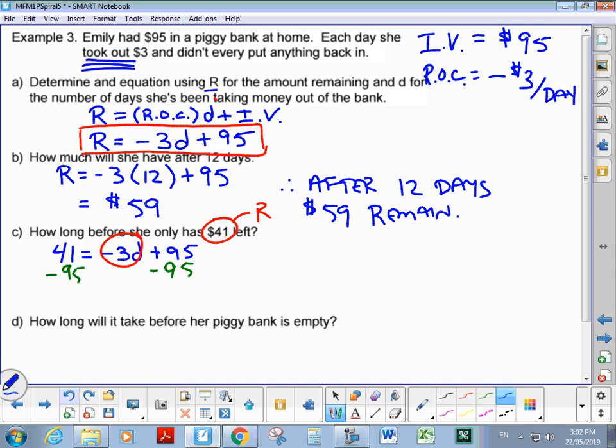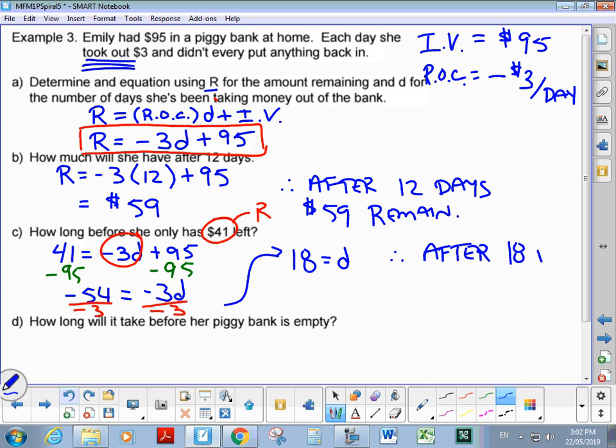All right, so 41 minus the 95 is negative 54 equals negative 3D, and there's not enough room. To get the D by itself, be careful, you need to divide by the number in front. So you're going to divide by negative 3, finishing it up here. We find that we have 18 as our answer. So therefore, D stands for days, after 18 days, $41 remain.